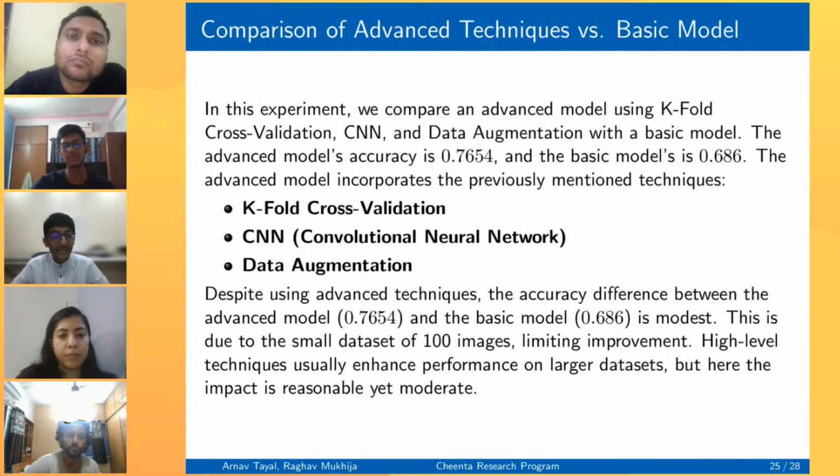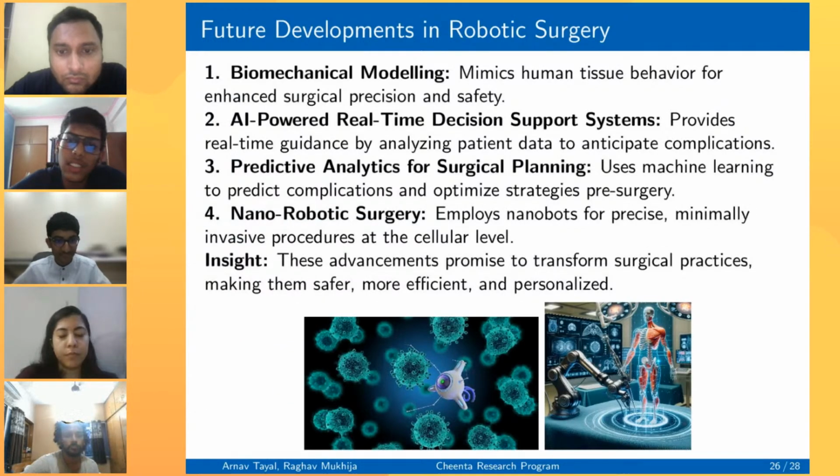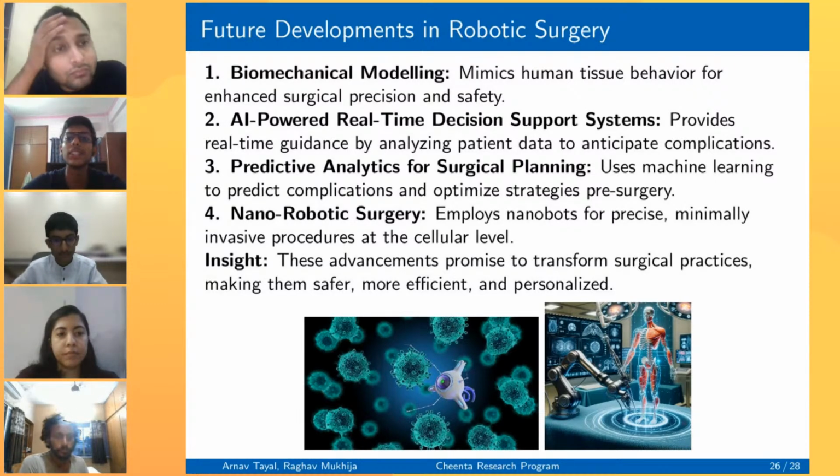But I'm sure that this technology can lead to maybe one in a million incorrect predictions in the future with a large data set and with experience. And that's what we are coming to next: the future predictions, the future technologies and the future developments that can be made in this field. So there are some methods that can be applied in the future for the further progress of this field.